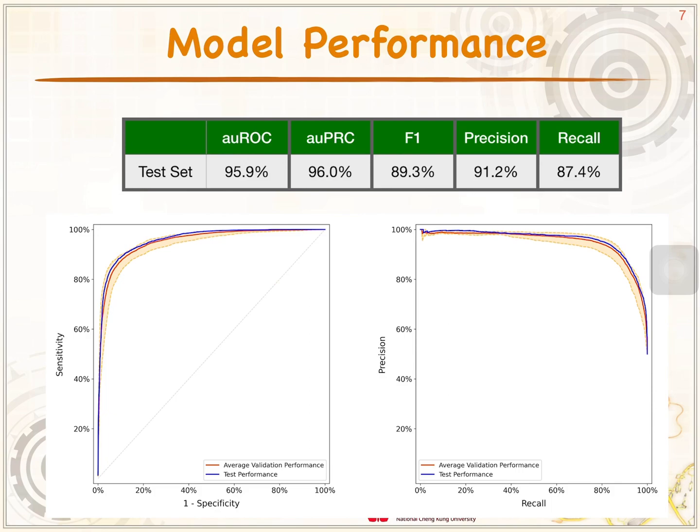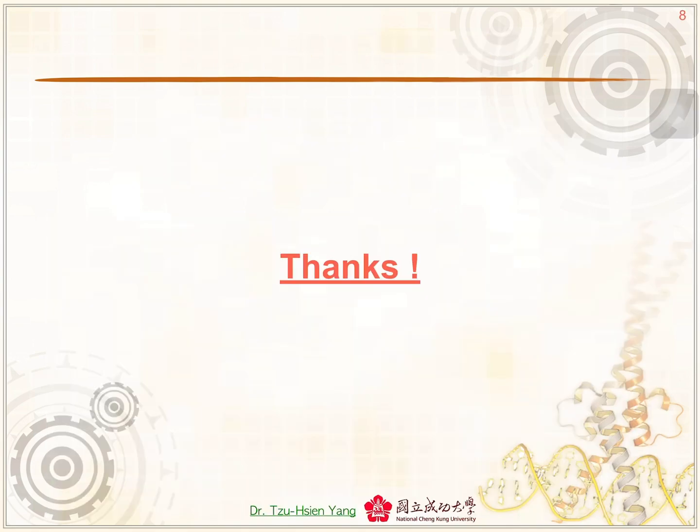This is the model performance of the constructed deep learning model for identifying the CRM interactions. As we can see from the ROC curve and the PRC curves, the test performance of the constructed model achieves more than 90% of area under the curve. And for the F1 values, we achieved around 90%. So from all these performance metrics, we can see that the constructed deep learning model can indeed identify the CRM interactions in cells.